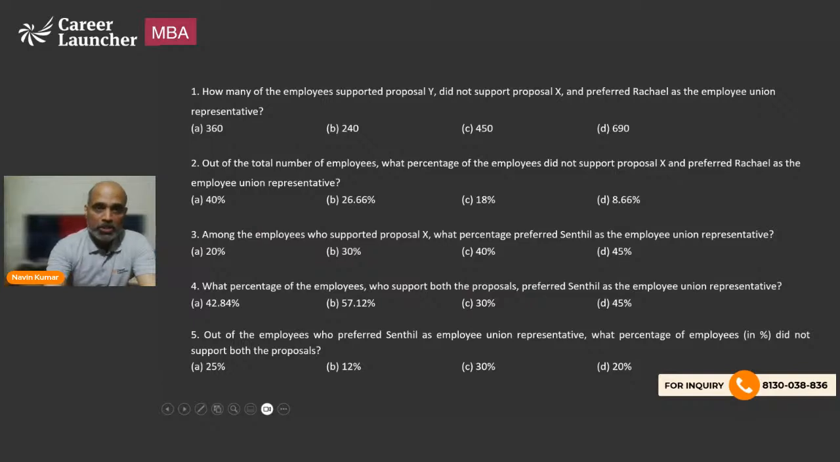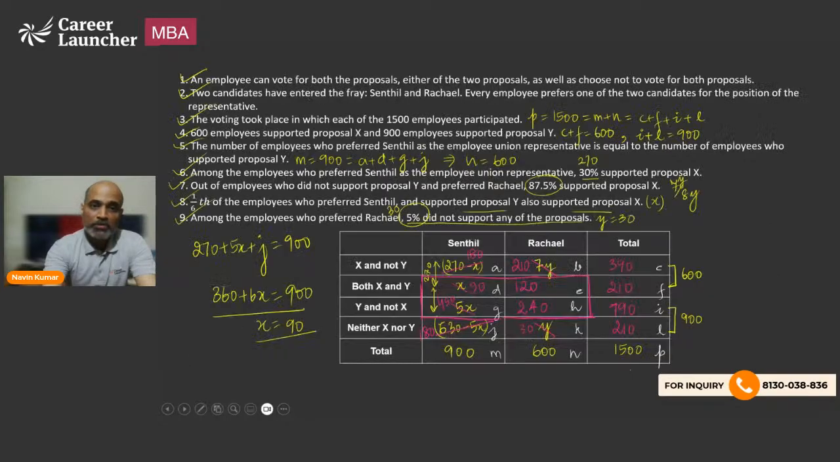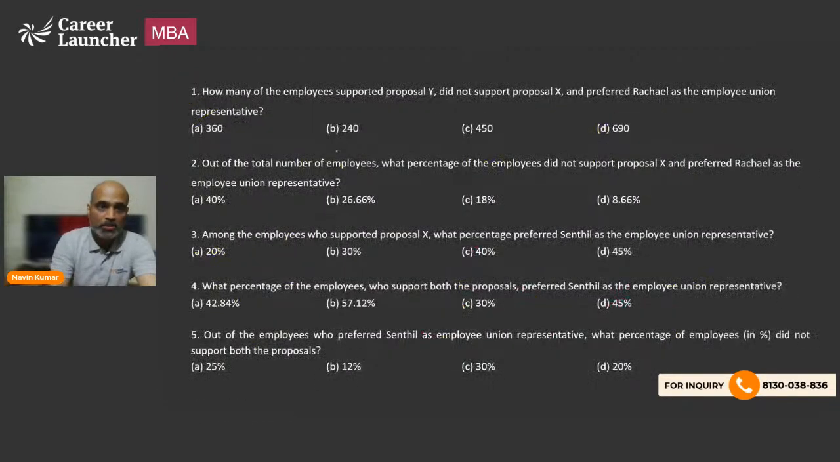So how many employees supported proposal Y, did not support proposal X, and preferred Rachel as the employee union representative? So how many of the employees supported proposal Y? Did not support proposal X. So Y and not X is here, and support Rachel. So that is going to be 240.